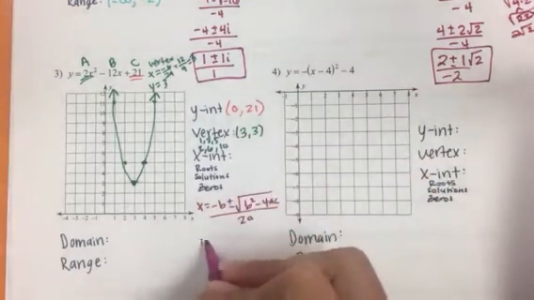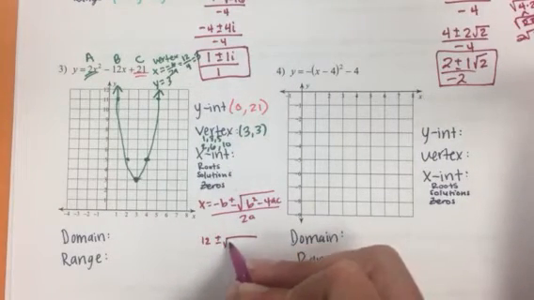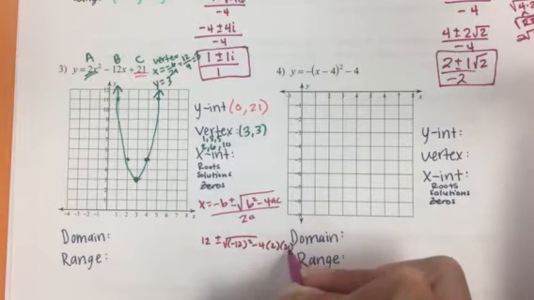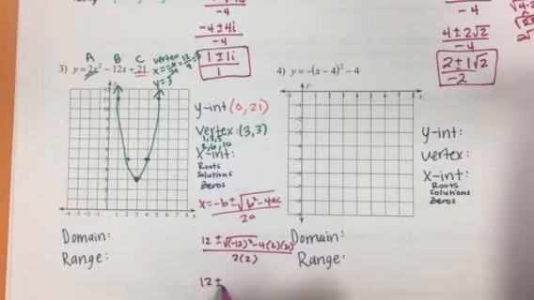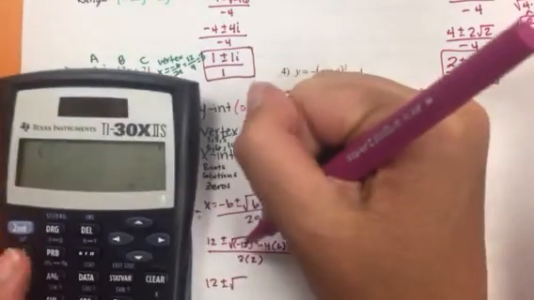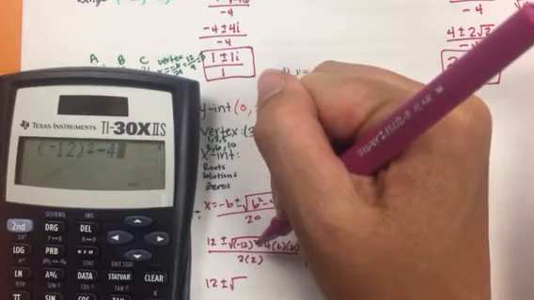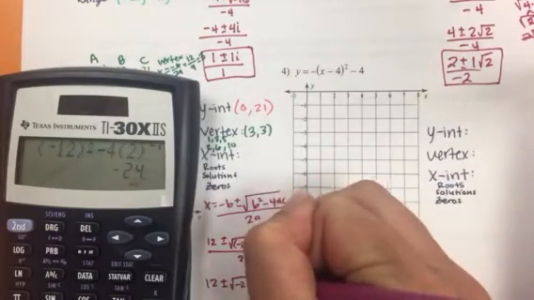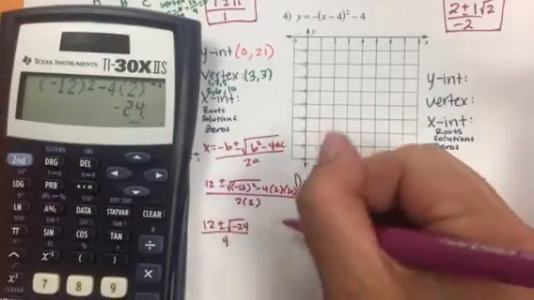So I get 12, because two negatives make a positive, of negative 12 squared minus 4ac all over 2a. 12 plus or minus, I simplify the inside. Negative 12 squared minus 4 times 2 times 21 equals negative 24 over 4. I'm going to simplify this on its own.